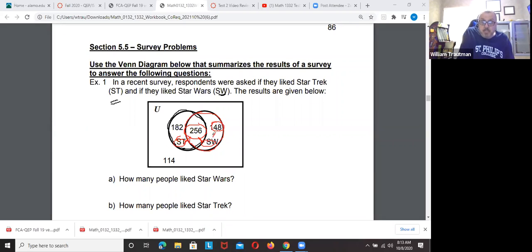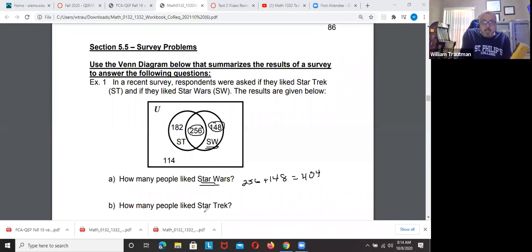These 148 only like Star Wars, and these 182 only like Star Trek. But these 256, they're in both circles, so they like both of them. Question one says, how many people like Star Wars? Star Wars is 256 and 148. So 256 plus 148. When you add those up, everything in the Star Wars circle, those are the amount of people that like it. 256 plus 148 equals 404. So 404 people like Star Wars.